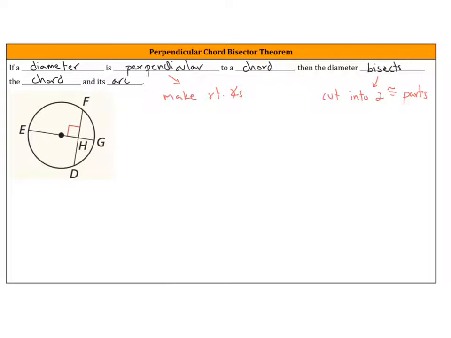Okay, so let's put this all together. It says that the diameter is perpendicular to a chord. So if we take a look at our picture here, we have the diameter EG, and that diameter is perpendicular to the chord FD. This little symbol right here stands for perpendicular. So this says diameter EG is perpendicular to chord FD.